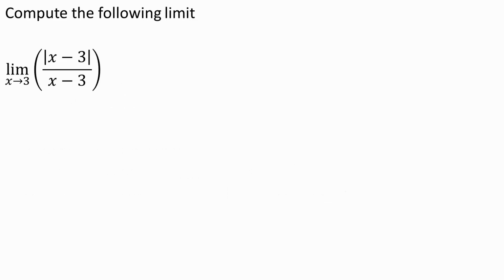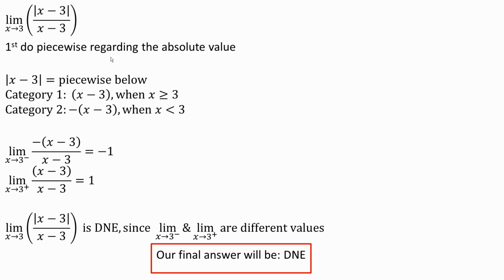So if you want, you can pause the video here and attempt this problem. So I would say first do piecewise regarding the absolute value. So I'm just going to look at this absolute value of x minus 3, and I will form two piecewise, category 1 and category 2. So with category 1, this will be the same thing, x minus 3, no absolute value symbol, for when x is greater than or equal to 3. This is because if it is 3, you get 0.